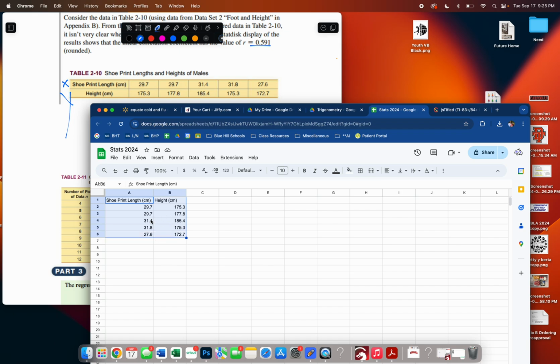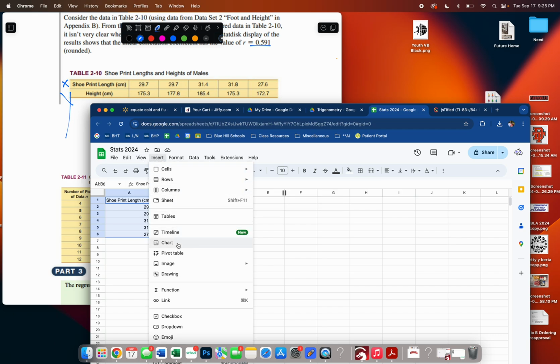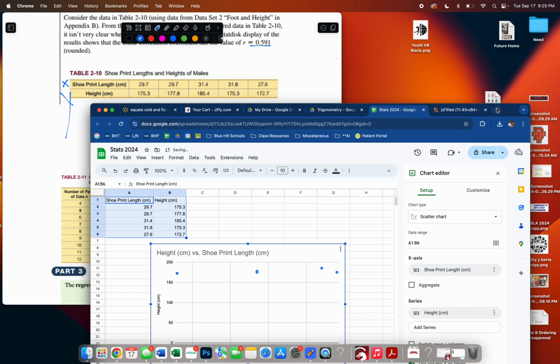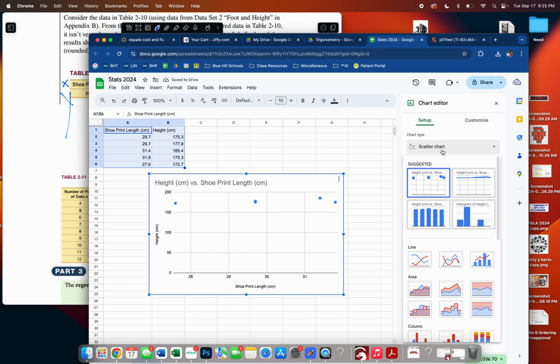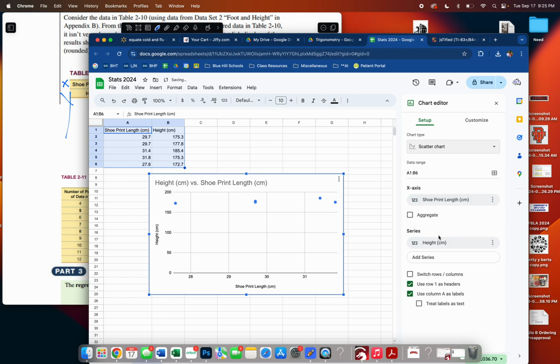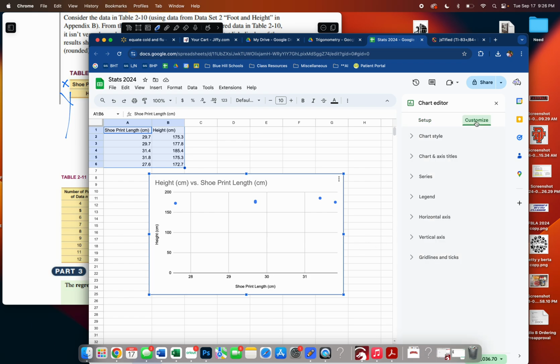I'm going to highlight those, and I think there's a button you can push over here to insert a chart, but I'm going to go Insert, Chart. It is automatically giving me a scatter chart. I could choose any of these other charts if I wanted to, but a scatter chart, or a scatter plot as we call them, is what I want. And then I want to go over to this Customize button.